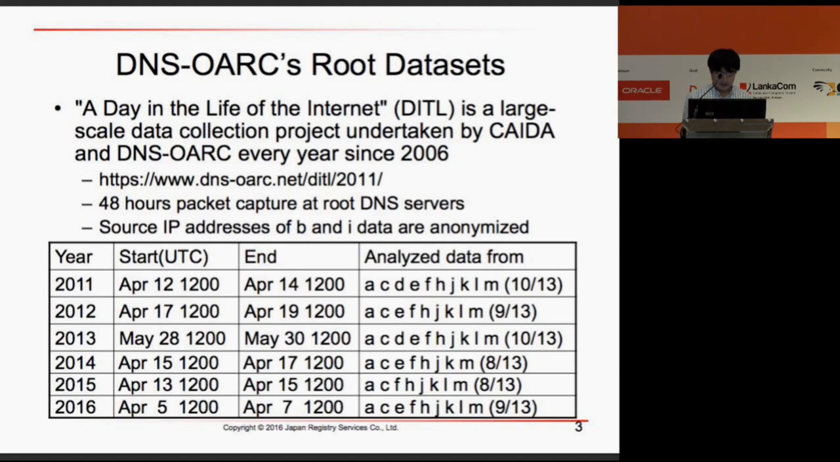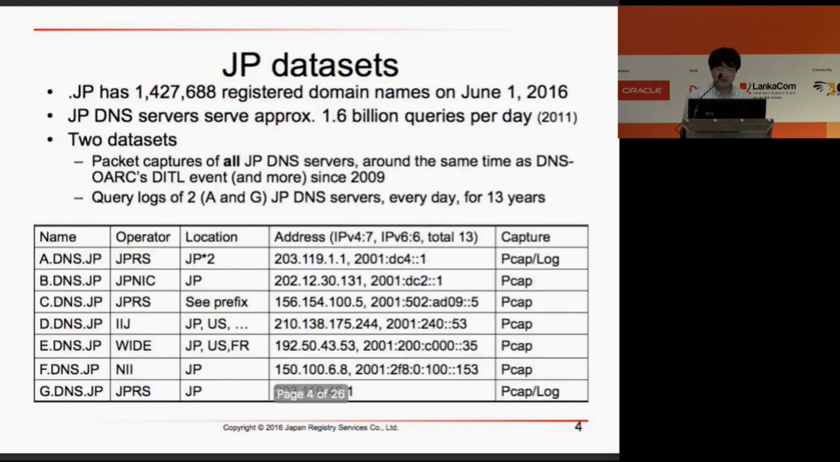This year, I analyzed A, C, E, F, H, J, K, L, M, 9 of the 13 root DNS servers' data. And the other dataset is the JP dataset. JP has 1.4 million registered domain names, and JP DNS servers serve approximately 1.6 billion queries per day. And I analyzed packet captures of all JP DNS servers around the same time as DNS-OARC's DITL event.